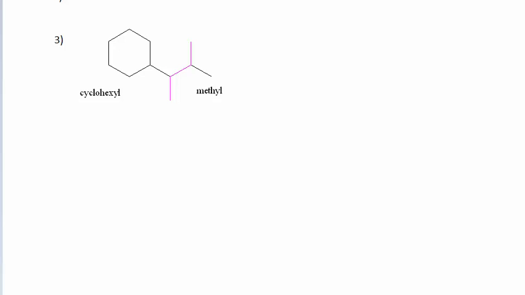So alphabetically, what comes first, cyclohexyl or methyl? You'll see that the C in cyclohexyl makes it show up first, that breaks the tie. So we prefer this way with the 2 going to cyclohexyl instead of the 2 going to methyl.